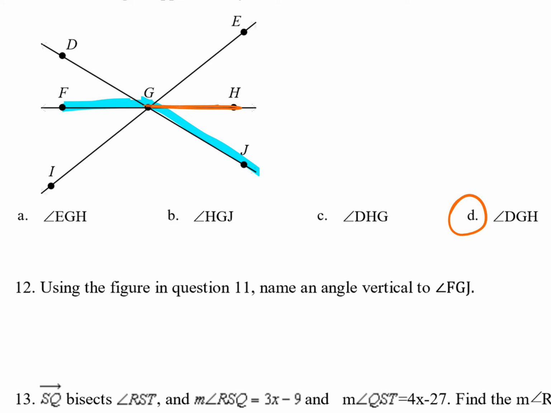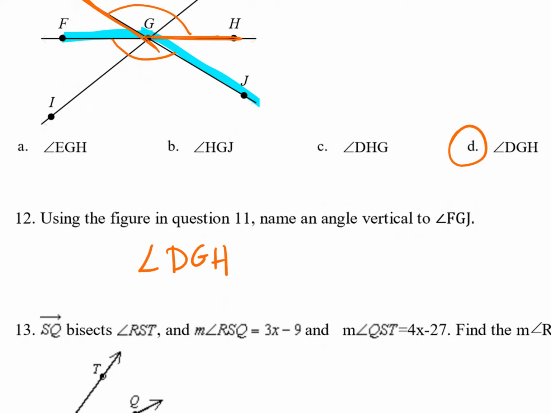Vertical angles need two intersecting straight lines. So continue that straight and straight. So the vertical angles would be this one and this one. FGJ vertical. So that would be angle DGH. Okay.